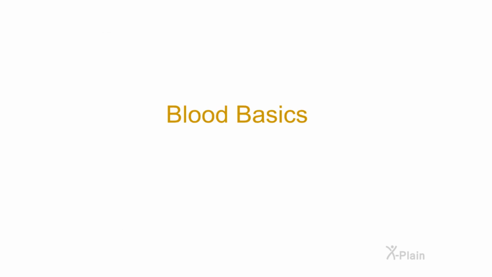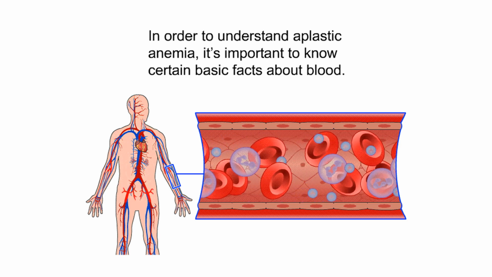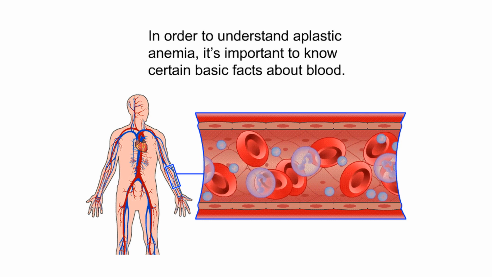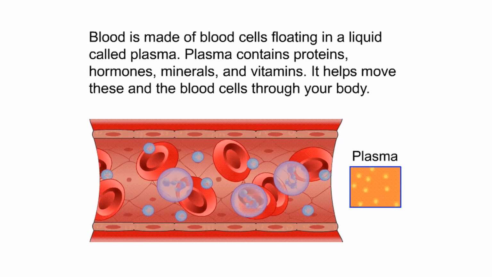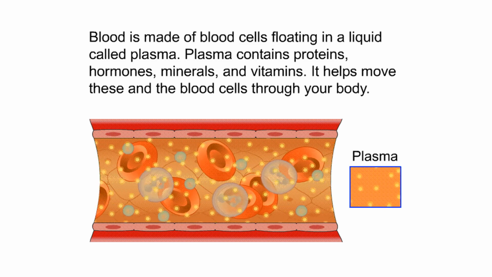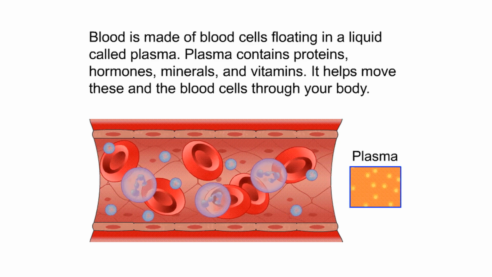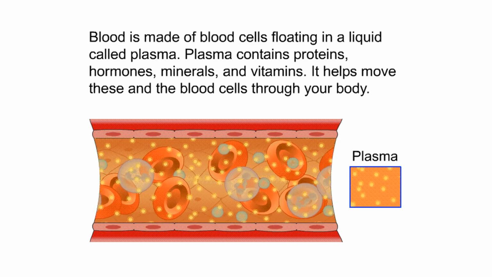Blood basics. In order to understand aplastic anemia, it's important to know certain basic facts about blood. Blood is made of blood cells floating in a liquid called plasma. Plasma contains proteins, hormones, minerals, and vitamins. It helps move these and the blood cells through your body.